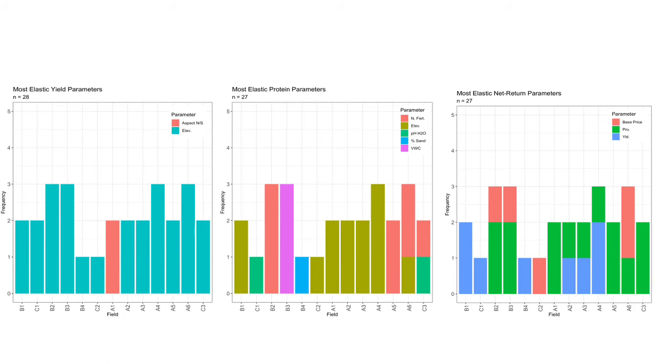We see more variation in protein and net returns, where we see variation in the drivers across space between fields of the same farm, as well as across time, where we see drivers changing for a given field across time. Most notably, in the net return analysis, we noticed that base price had the largest influence on farmer net returns, indicating that the parameter that most influences the profit that a farmer makes is a variable that the farmer cannot control, as base price is set by the grain elevator that the farmer sells their grain to.